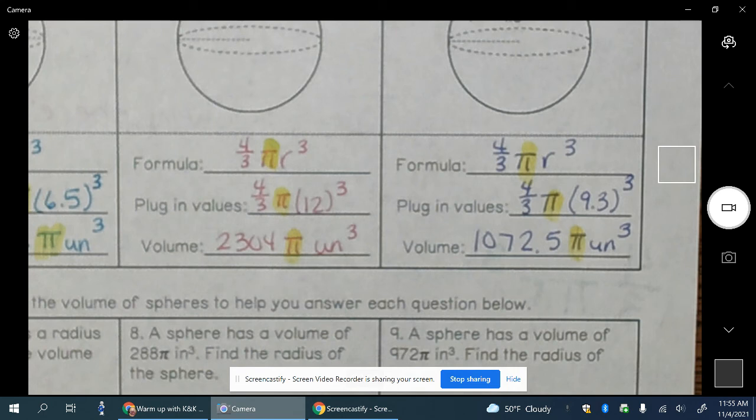Wait, how do we get out of the cube? Why don't we use a whole different formula for it? Why don't we just do 4/3 r cubed instead of the pi? I don't know.